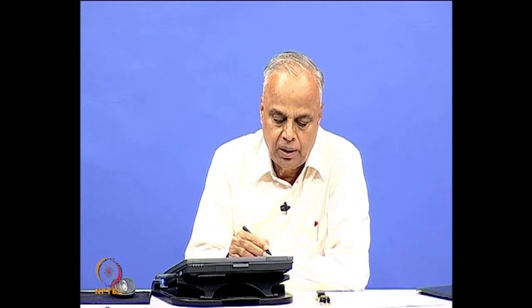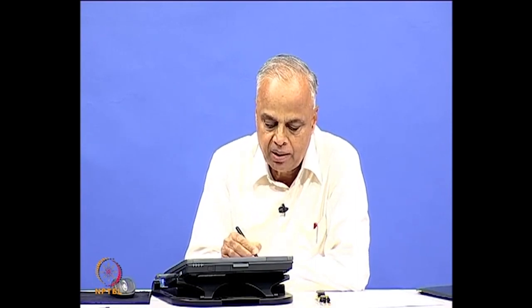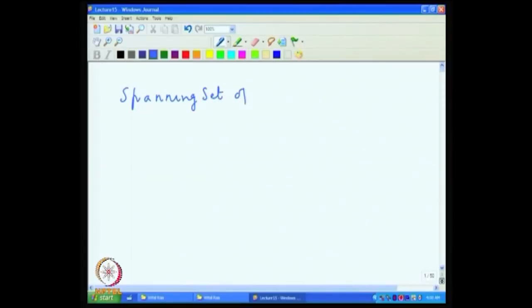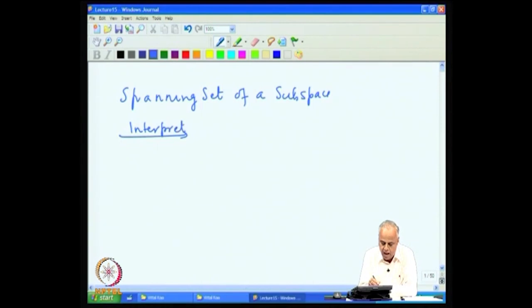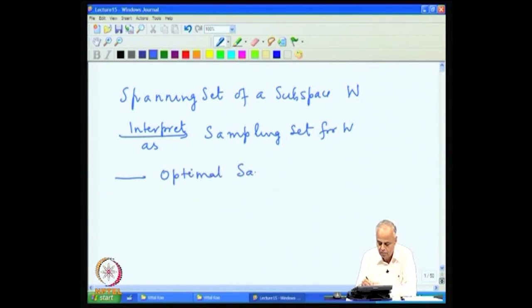In the last lecture, we found that we can interpret a spanning set of a subspace W as a sampling set for W. Viewed from this point of view, we would like to have an optimal sampling set. This means we must remove redundancy from sampling, and this meant we should remove linear dependence and look for a linearly independent spanning set.